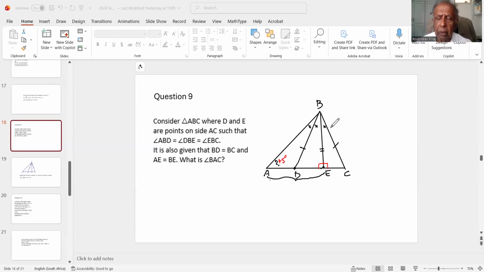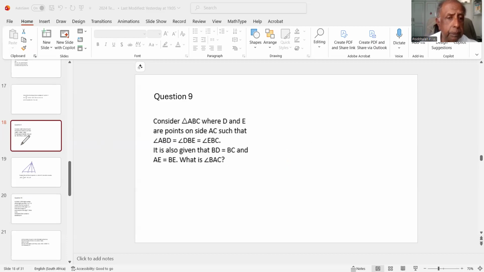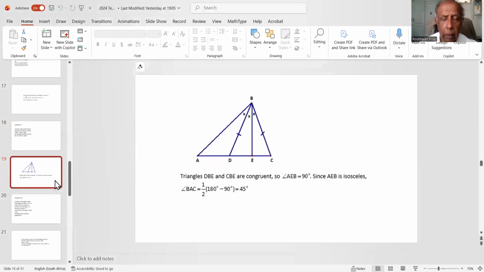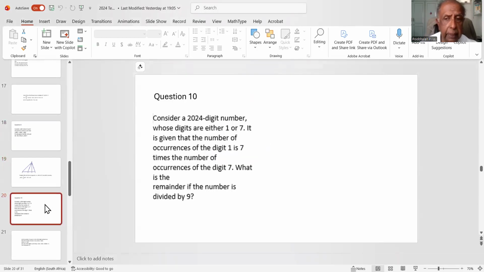And you can calculate all the angles now. But we're really interested only in this angle here. So the answer is 45. All right, so let's go on to the next problem. So there you can see it's 45 degrees. It's the same thing that I said.